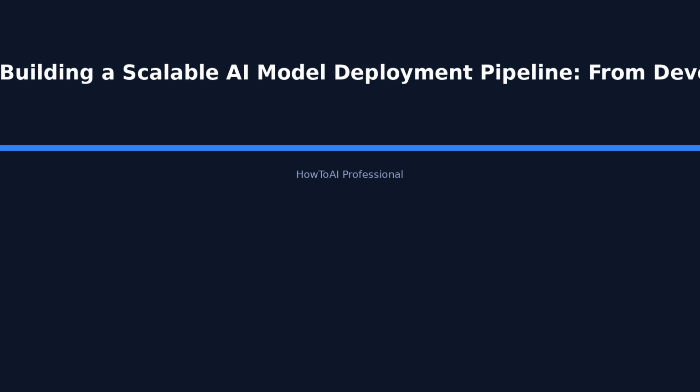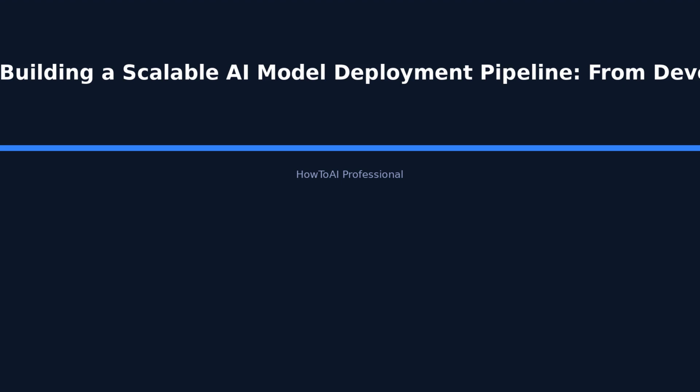Learning: building a scalable AI model deployment pipeline. If you've ever worked on a machine learning project, you know that moving from development to production can feel like navigating a maze. But with the right approach and tools, you can streamline this process and make it efficient and scalable.